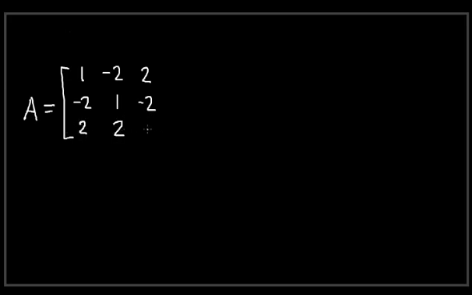Hello. Consider the following matrix, Matrix A, whose entries are given as follows. The first row has 1, minus 2, 2. The second row has minus 2, 1 and minus 2. And the third row has 2, 2 and 1.